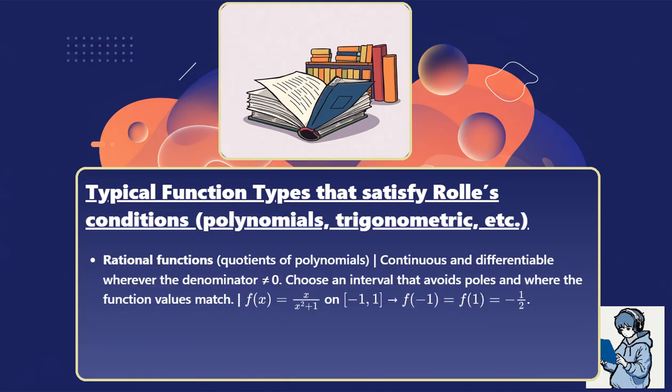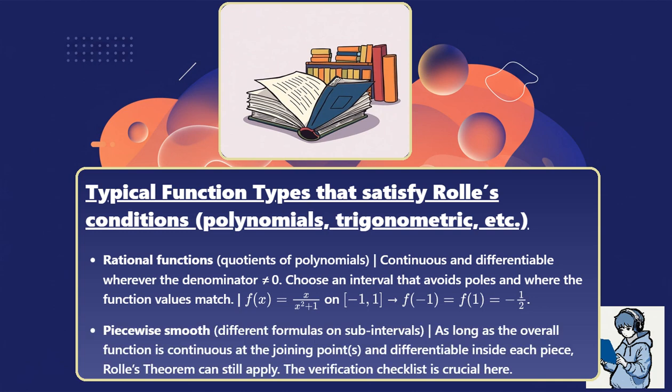Rational functions, quotients of polynomials. Continuous and differentiable wherever the denominator is not 0. Choose an interval that avoids poles and where the function values match. f of x equals x over x squared plus 1 on negative 1 to positive 1 gives f of negative 1 equals f of 1 equals negative 1/2.